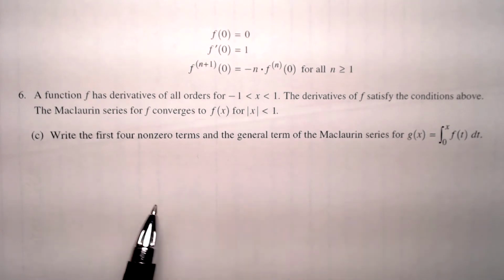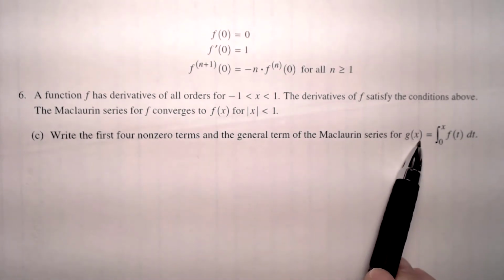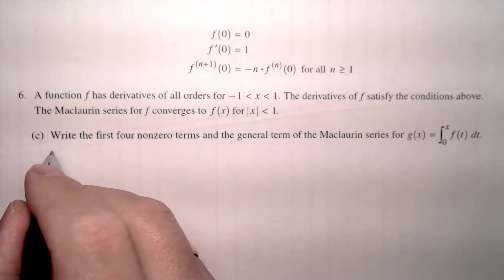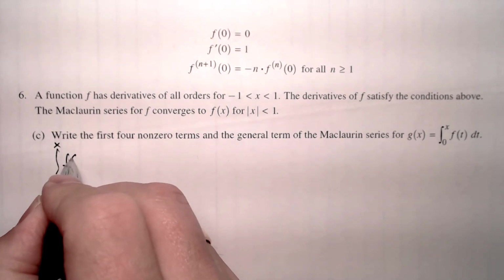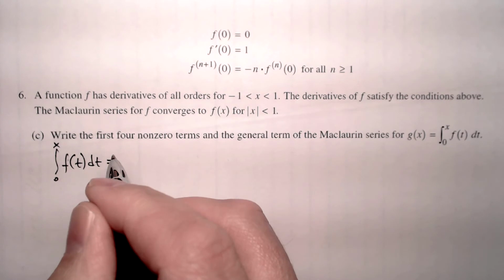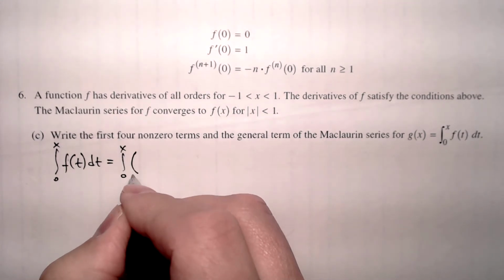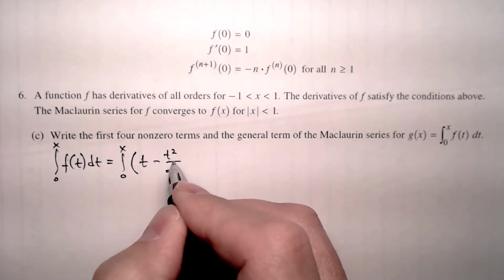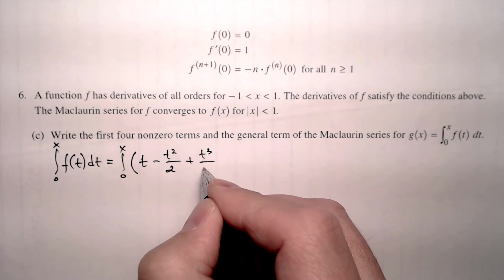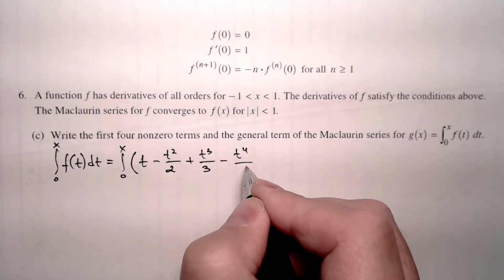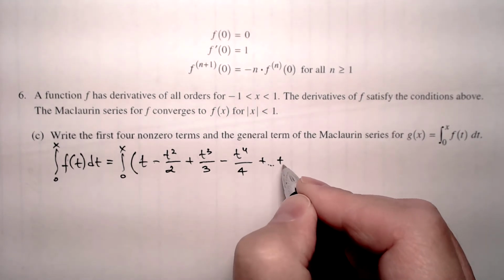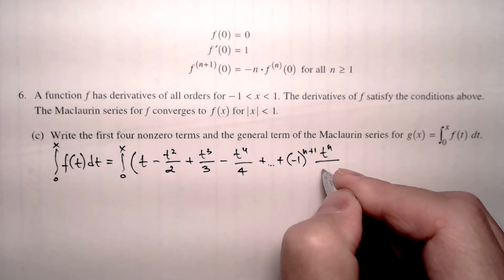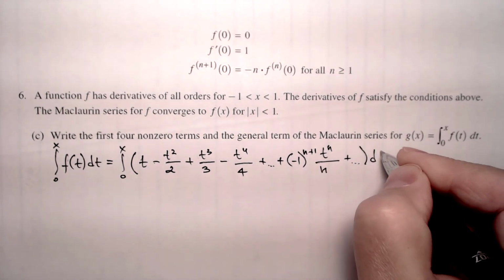In this question we need to integrate the first four non-zero terms, find what g of x is, and then also find the general term of this series. So the integral from 0 to x of f of t dt is equal to the integral from 0 to x of the first four terms and the general term that we had. Those four terms are t minus t squared over 2 plus t cubed over 3 minus t to the fourth power over 4, plus and so on, plus negative 1 to the power n plus 1 t to the power n over n, plus and so on, dt.